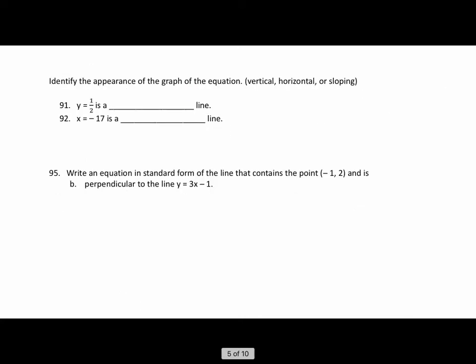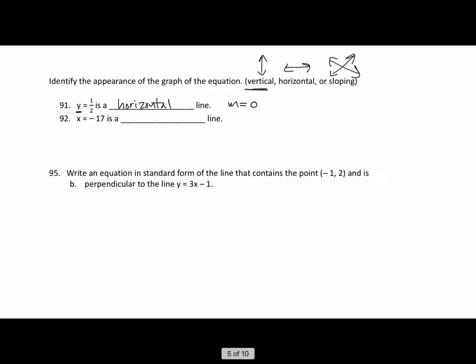Then we want to identify the appearance of the graph of the equation that's given, determine whether it's vertical, which means straight up and down, horizontal, which means straight across, or sloping, which could be a positive slope or a negative slope, either one. So for 91, y equals 1/2. Anytime you have an equation with just the y variable in the equation, the x is zeroed out, which means that this is a horizontal line and it has a slope of 0.